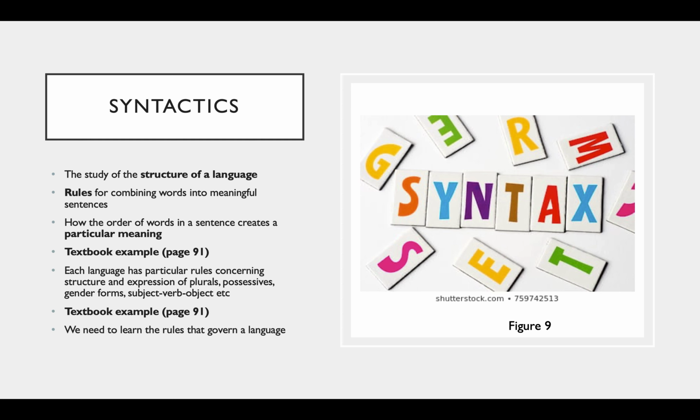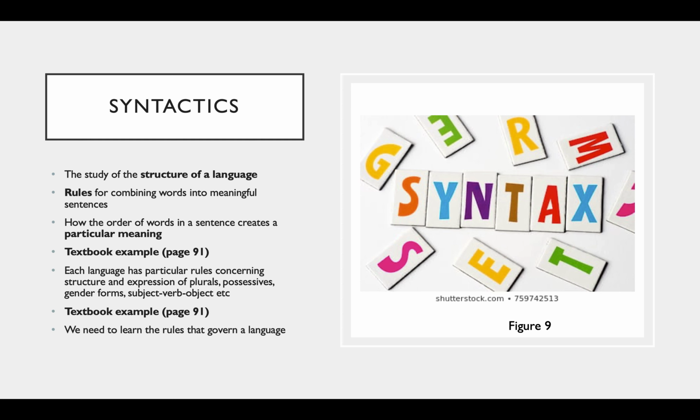Each language then has particular rules of how they structure the sentence, depending on the gender form, the subject versus verb object. You'll probably see this a lot in the French language, which has different sorts of formalities as well. Because of this, we need to learn the rules that govern a language. So not all languages are set up the same way when it comes to syntactics.